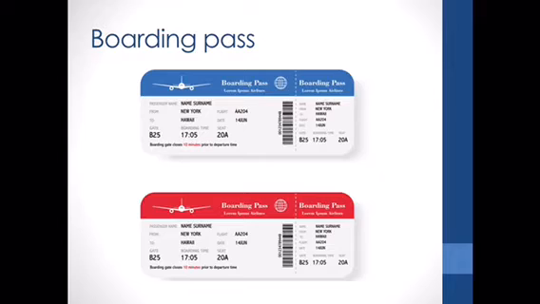Now you have the boarding pass or ticket. In the boarding pass, you can find the passenger name, where you are from, where you are going to, the flight, the date that you're going, the gate, the boarding time, and the seat.